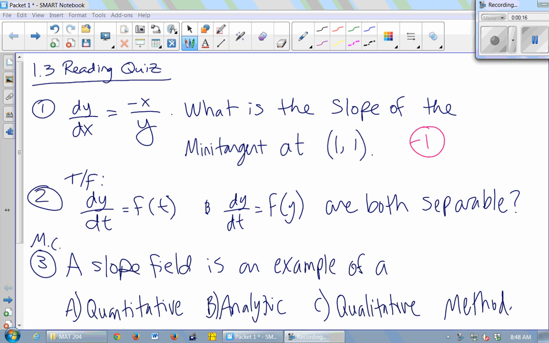True or false? dy/dt equal to just a function of t's, and dy/dt equal to just some stuff with y's. Are both of those equations separable? Yes.